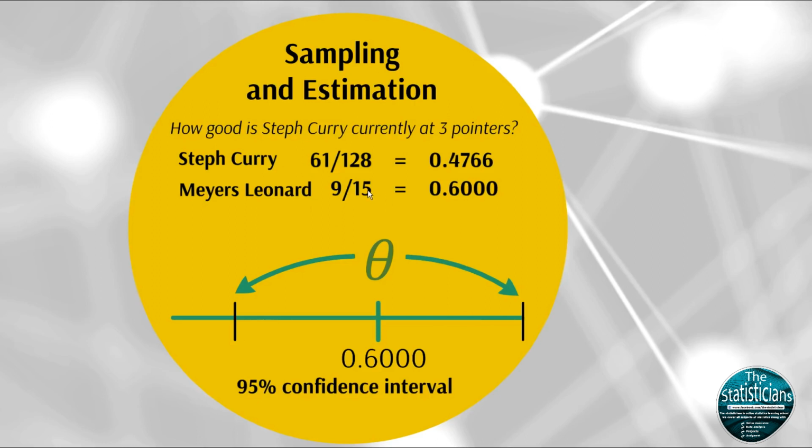Why is it a lot larger for Myers Leonard? Well, because he's only had 15 3-point attempts in the season so far. So we're going to be less sure about where this value of theta is going to be for Myers Leonard. But again, we can construct his 95% confidence interval, which is going to be a lot wider than Steph Curry's, because we actually had more information for Steph Curry.